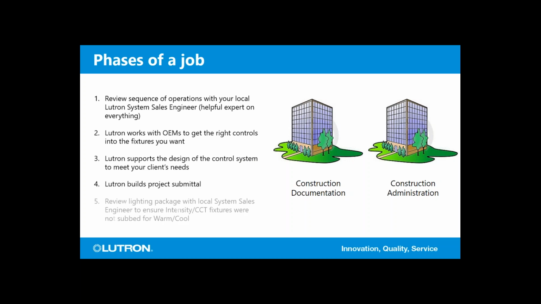And we can also build a submittal and review the lighting package to make sure that any intensity CCT fixtures that you spec'd weren't subbed out for warm and cool fixtures. So that's really one of the most important things, and that's why we started with that one first, is making sure that you have the right fixture type, because you don't want to have to change fixtures on site, right? Very expensive, very inconvenient. So making sure you have an intensity and CCT fixture is very, very important to minimize the risk.